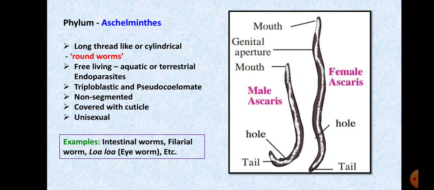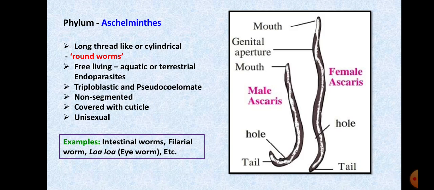The body is non-segmented. The body segmentation criteria is absent here. It is covered with tough cuticle. Now, what is cuticle? If you check your nails also, you will find dead skin at the base of your nails, and that is pretty tough. That tough dead skin is called cuticle. So their body is non-segmented, but it is covered with tough cuticle.